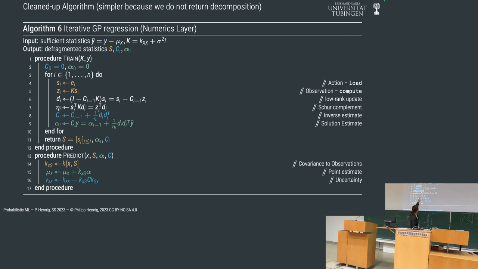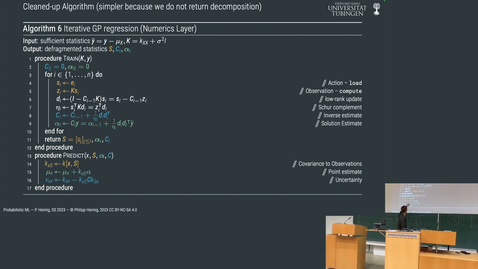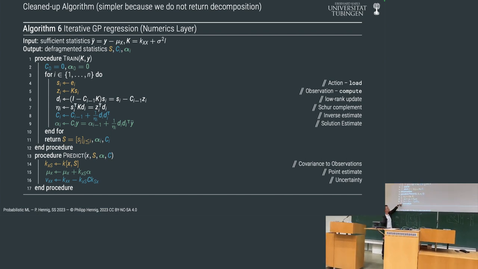That's it. And now we're returning these three objects in yellow and green and blue, and they give us bookkeeping, point estimate, and error. And we can use them afterwards to predict the function at arbitrary points in linear time.